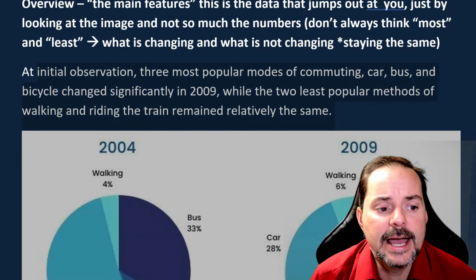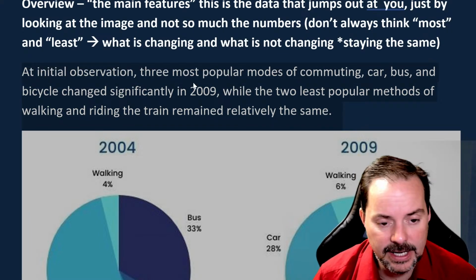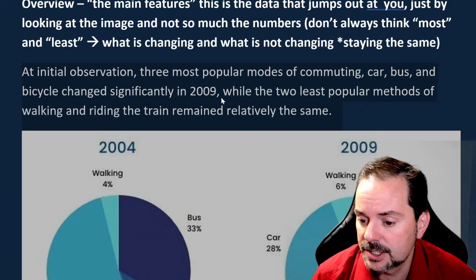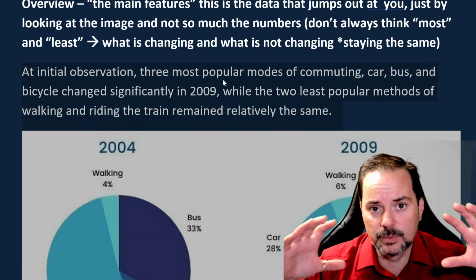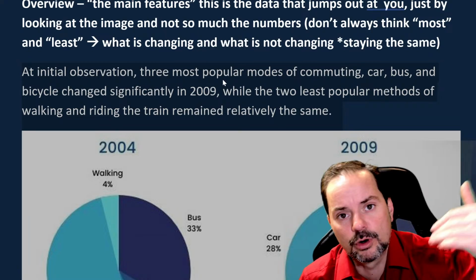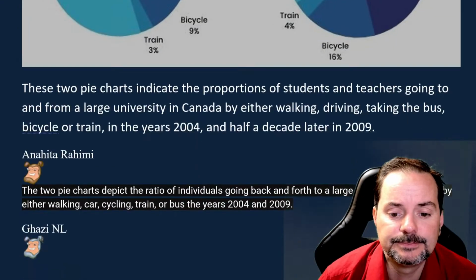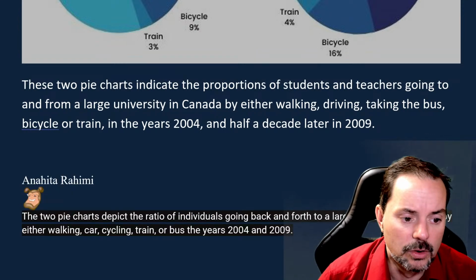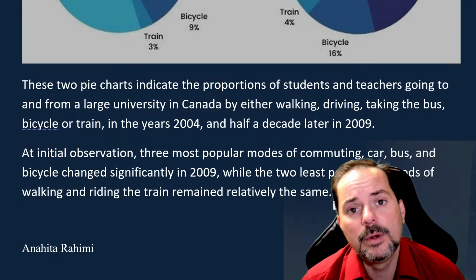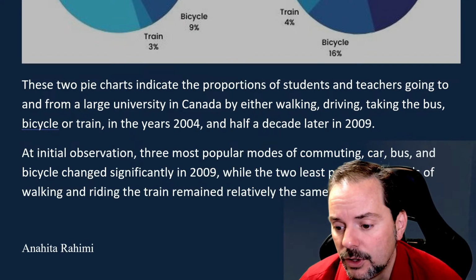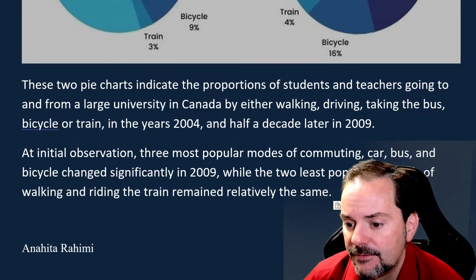Okay, now Ghazi, do you see what I mean by the fact that cars and buses, and we go into the details of how much they change? That's more for the body paragraph here, right? So we stick that in underneath, and now we've got our overview. Okay, everybody following with me?